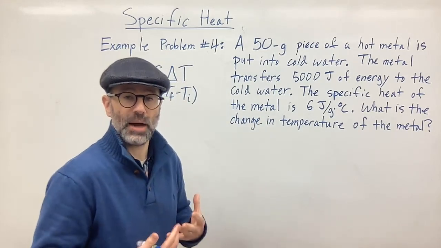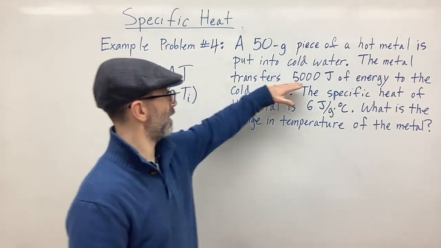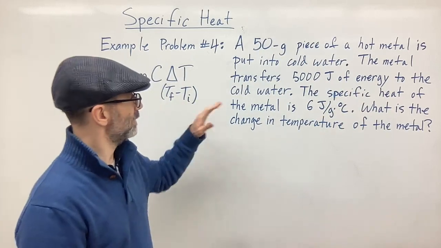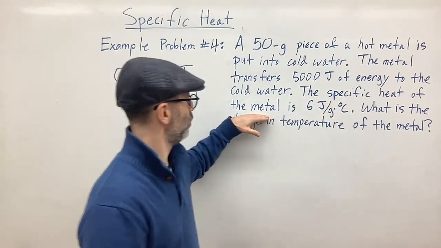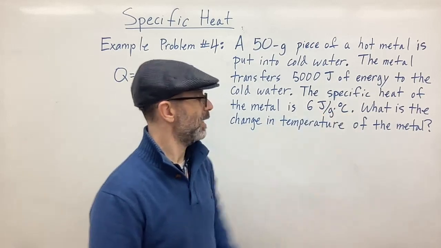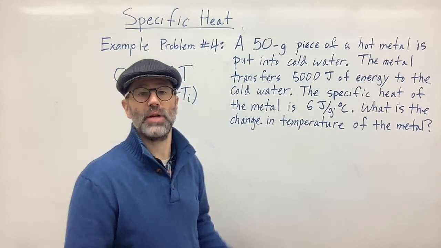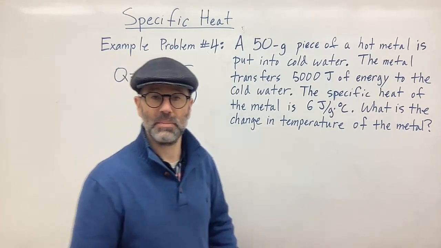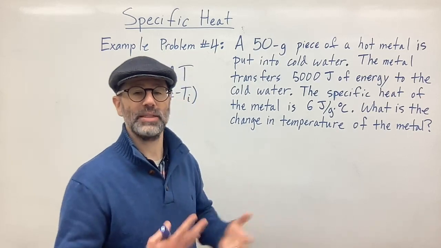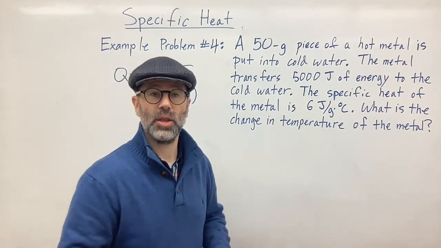So here, when you put the hot piece of metal into the cold water, the heat is going to transfer from the hot metal to the cold water, and it tells us that it transfers 5,000 joules of energy to the cold water. Gives us the specific heat of the metal, which is 6 joules per gram per degree Celsius. And they're asking, what is the change in temperature of the metal? So now we're looking for change in the metal. Now, notice or ask yourself, where is this energy going? It's going to the water.